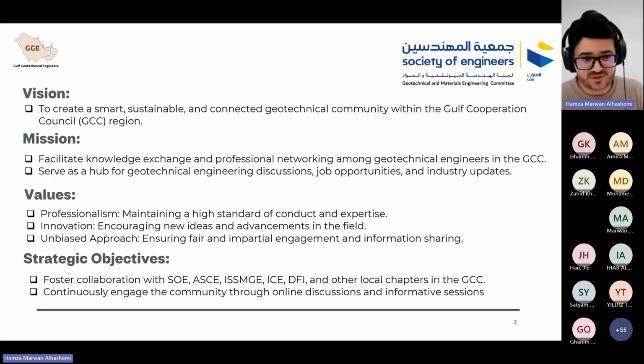We want to serve as a hub for geotechnical engineering discussions, brainstorming, job opportunities and industry updates, keeping up to date with innovative technologies. Our values are to ensure professionalism in the platform, innovation, and to encourage innovative techniques and technologies. We take an unbiased approach: as a non-profit, we are unbiased toward any of the entities or industrial parties.